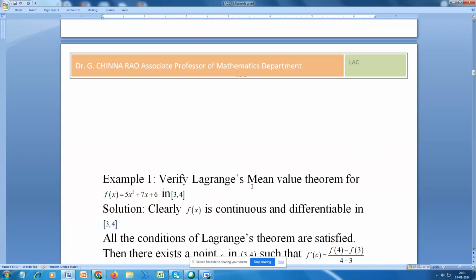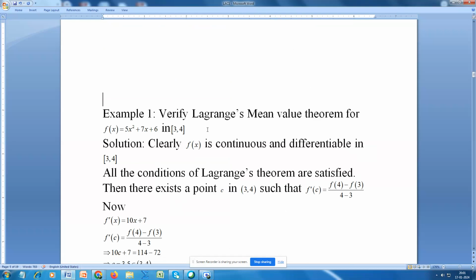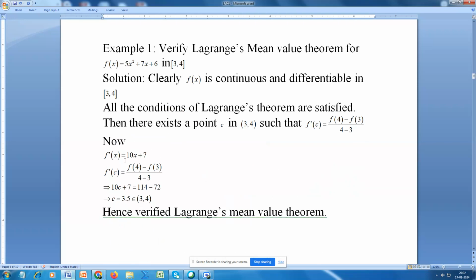Now we'll go for verifying Lagrange's mean value theorem. f of x equals 5x square plus 7x plus 6 in the closed interval [3, 4]. Since it is a polynomial, and every polynomial is continuous as well as derivable, clearly f of x is continuous and differentiable in the closed interval [3, 4]. All the conditions of Lagrange's mean value theorem are satisfied.